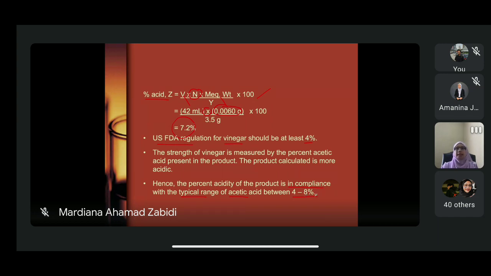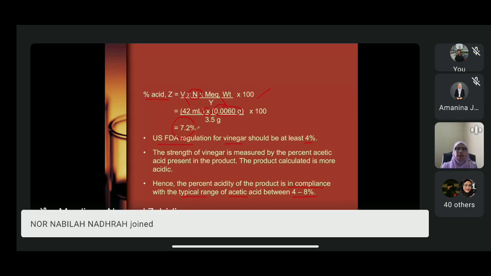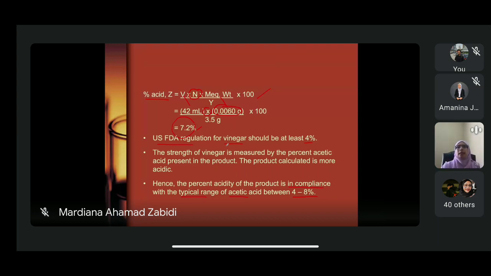Okay, but then, kita nampak because the value is 7.2%, it is already going to 8%. So the product calculated is more acidic. Maksudnya this particular product is having more acetic acid. Maksudnya it going towards the maximum percentage of acetic acid that is allowed in natural vinegar product. Okay, so this is how you should answer.